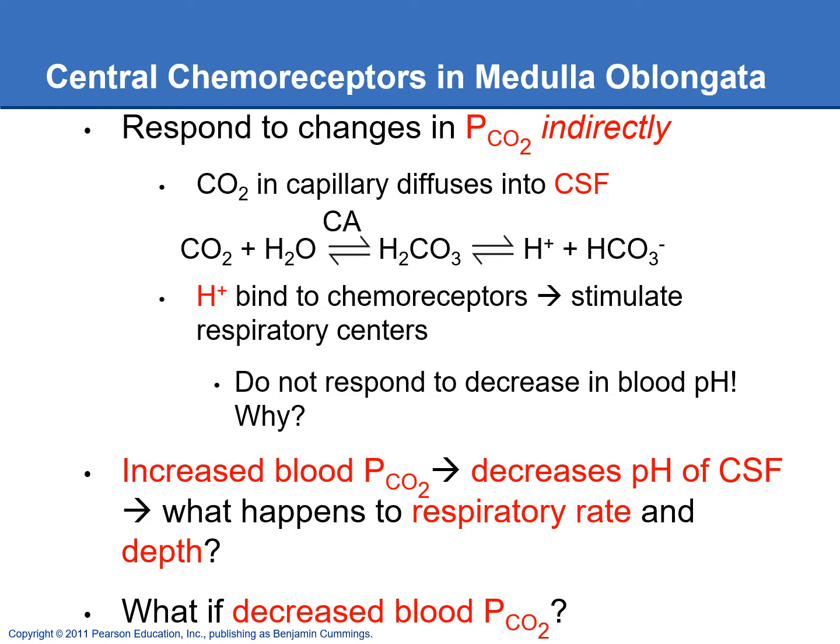So let's say that the blood partial pressure of carbon dioxide is too high, it's increased. So if you have too much CO2, then that will push the reaction to the right. And that will increase the number of hydrogen ions, which will make it more acidic, which will decrease the pH. So the central chemoreceptors will send messages to the respiratory centers, and the respiratory centers will respond by increasing the respiratory rate and increasing the depth. So you're going to breathe faster and deeper.